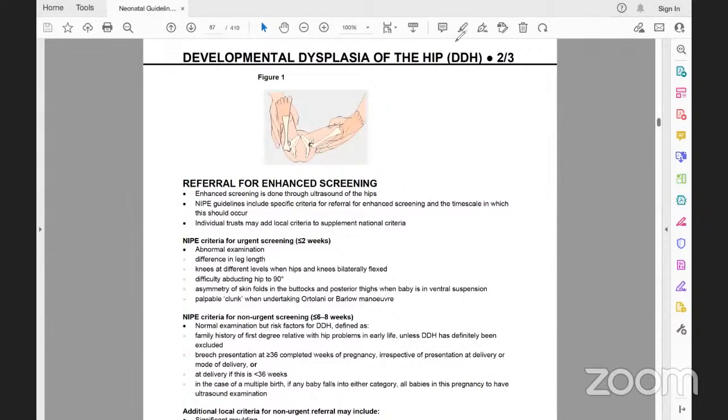If the baby is a very late presenter, coming after 1 to 2 years, then we will do open reduction. Open reduction means you will cut open the hip joint and make a reconstruction. Why are we doing so many things, Pavlik harness, open reduction? What is the danger of this?